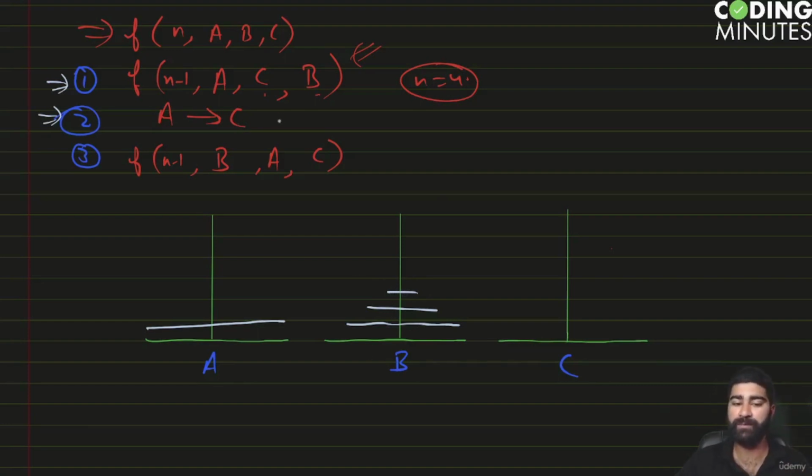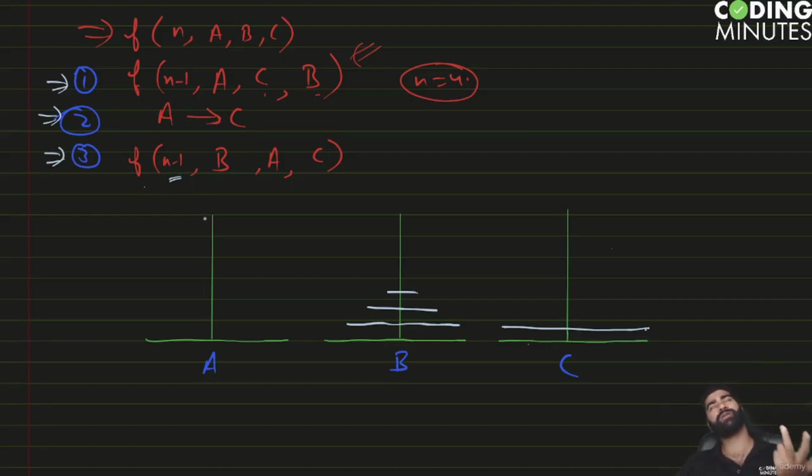Now what is the step that I'm doing? I'm just moving a to c. That means I'm taking the bigger one and moving it to c. That's what a to c means. And now the third step that I'm doing is, I'm saying that okay, we had this n minus 1 disks on b, right? So from b, move those n minus 1 disks to c by using a.